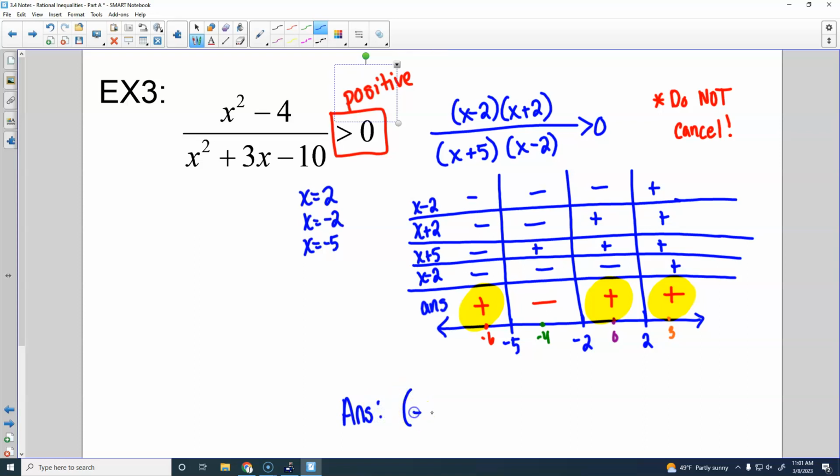would be negative infinity to negative 6, negative 2 to 2, and 2 to infinity.